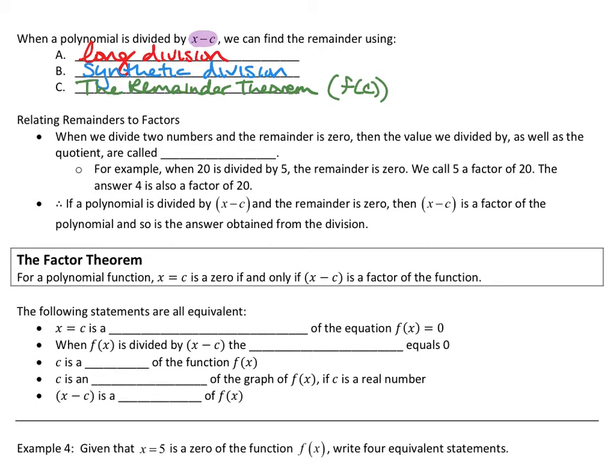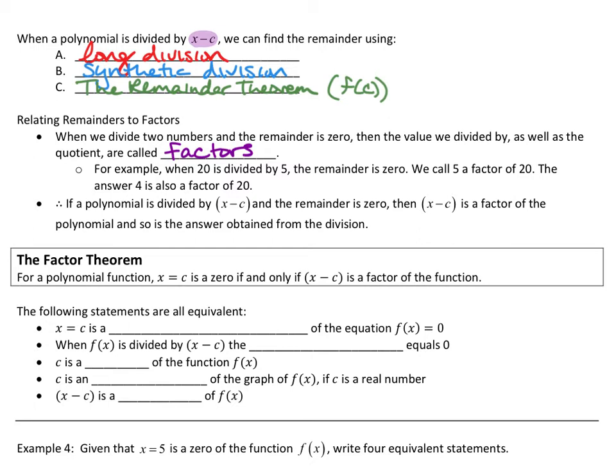Okay, so a couple more pieces of information we need to know. When we divide two numbers and the remainder is 0, just think about regular numbers, then the value we divided by as well as the quotient are called factors. And you know this fact. So if you were to take 20 and divide it by 5, the remainder would be 0. So we call 5 a factor of 20, and the quotient, 4, is also a factor of 20. Like, that makes sense to us.